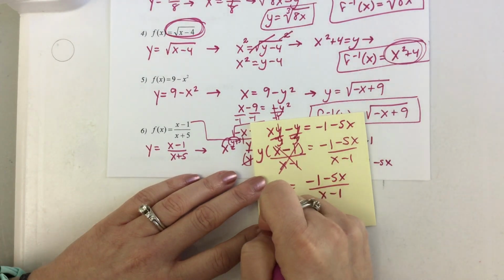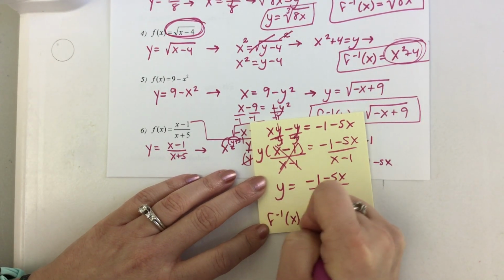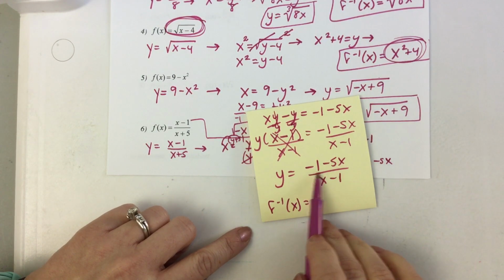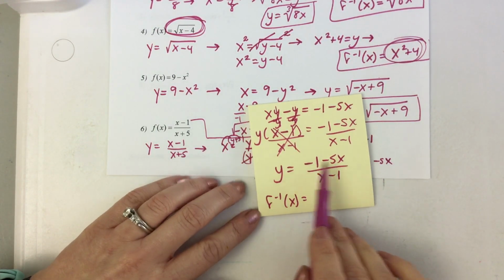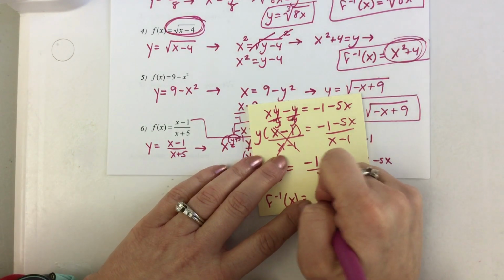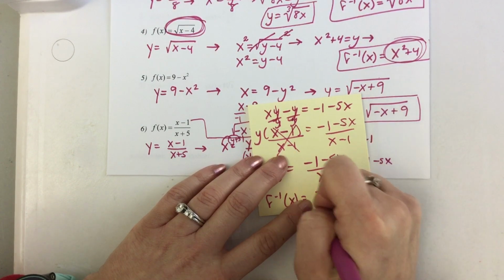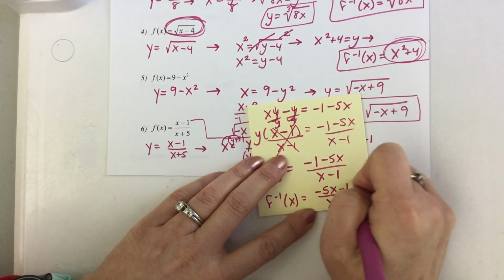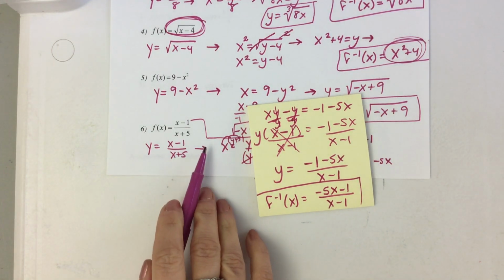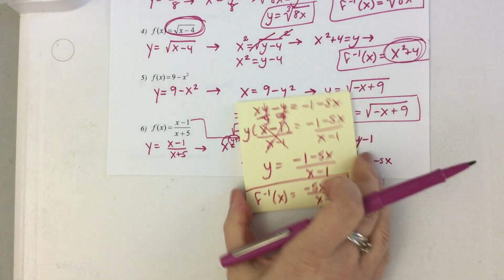Last step, you have to realize that what you just found is the inverse. So you change the y to that inverse notation. Now I know a lot of people, this would drive them crazy because the x is second. Remember, you always kind of want it in that standard form. So go ahead and go negative 5x minus 1 on the top, x minus 1 on the bottom. That's as hard as this will get. This was the challenge question for the section.